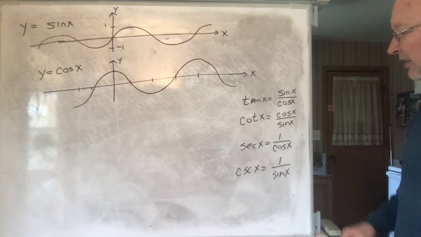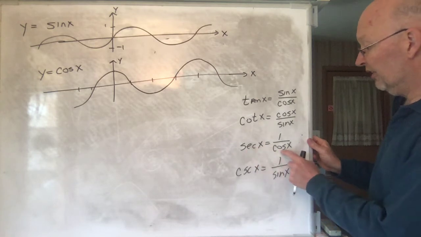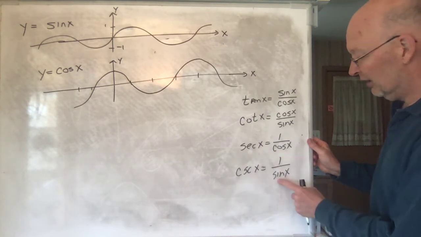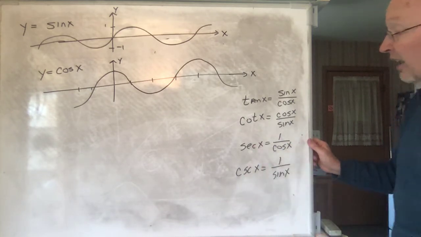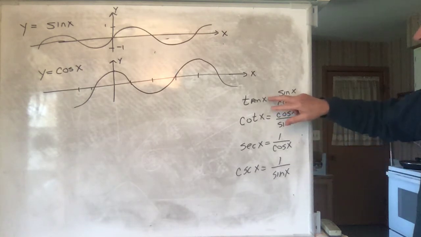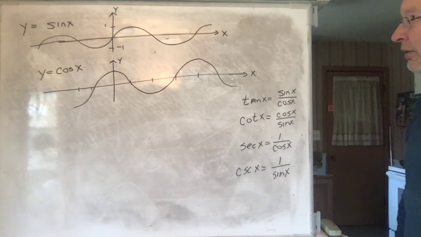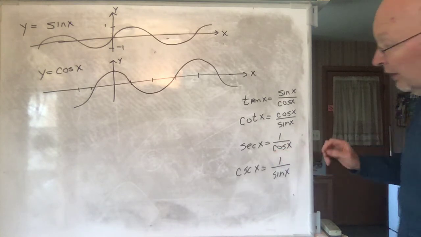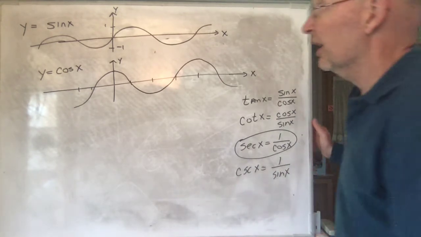The way I remember them is that each of these pairs has a co to it. This is a cosine, and so its partner is the regular secant. There's no co in this word, and so the partner does have a co. 1 over sine is the cosecant, 1 over the cosine is the secant. That's the way I remember those two, and then I just remember that the tangent is sine over cosine, and the cotangent is the flip. Okay? So how would you graph those? Let's just graph two of them here. Let's graph the secant first. It's 1 over the cosine. Okay?